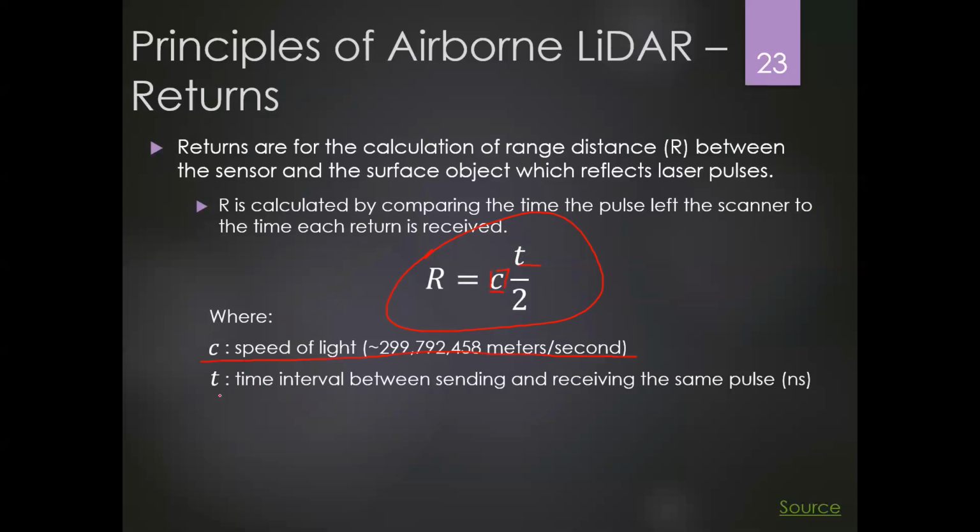T is the time interval between sending and receiving the same pulse. Usually it's a very short time, so it's in nanoseconds. Why do we need to divide this time by 2? Because your laser pulse traveled to the ground and returned. So the distance should be divided by 2, right? It's a round trip.